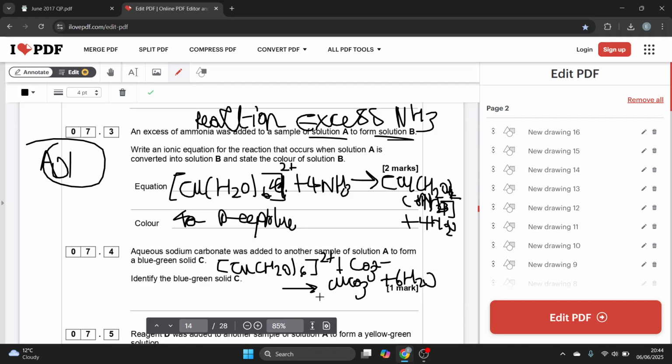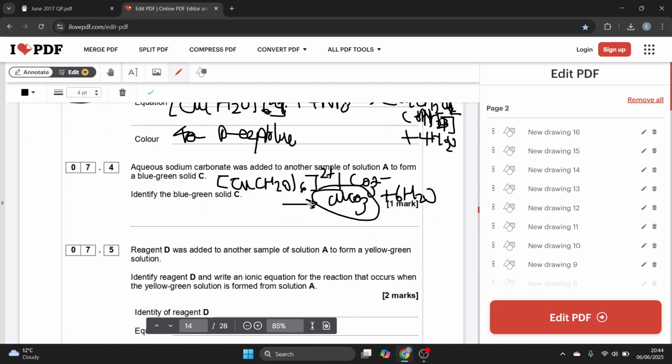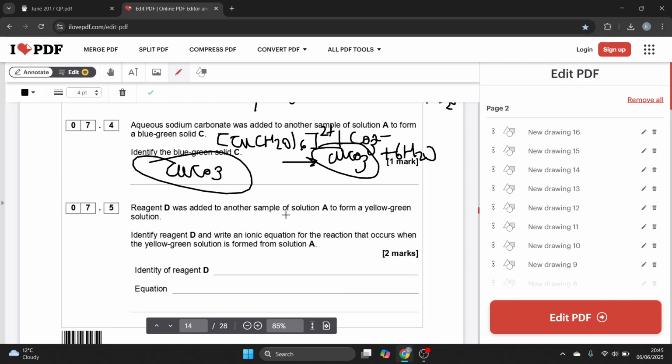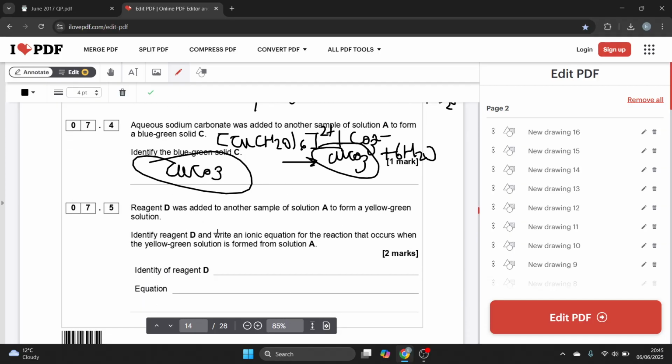Perfect. And that's the solid. That's the blue-green solid, because it's a blue precipitate, the blue-green solid. So it's CuCO3. Perfect. Reagent D was added to another sample of solution A to form a yellow-green solution. Identify reagent D and give an ionic equation for the reaction that occurs when the yellow-green solution is formed from solution A.